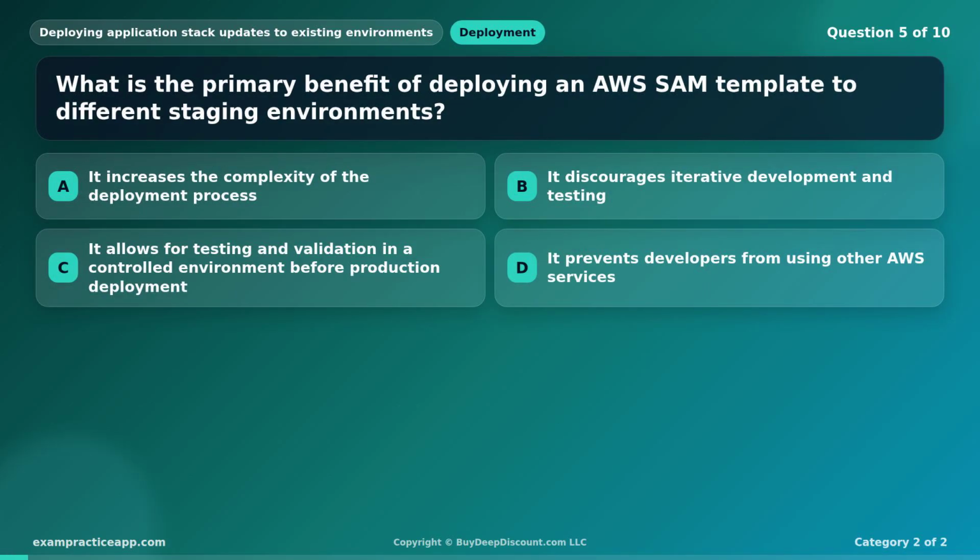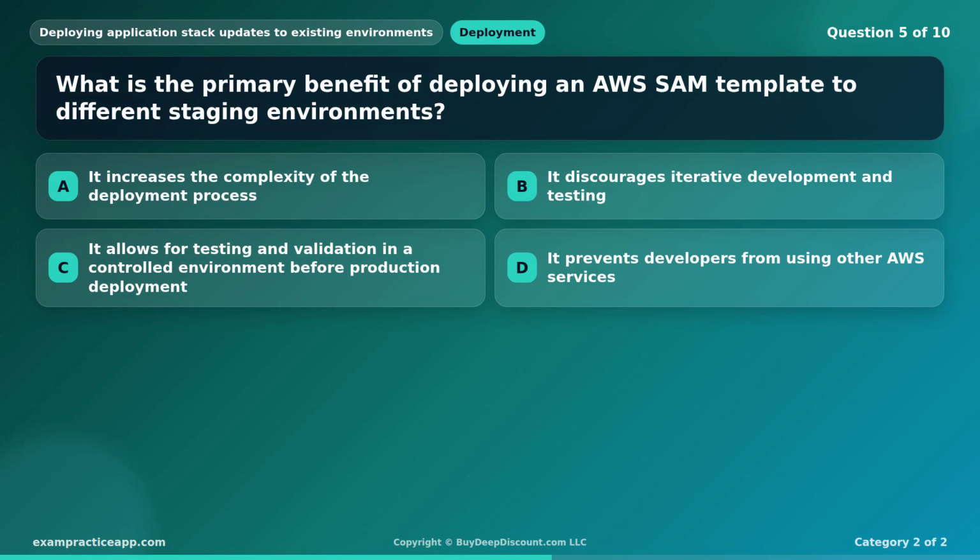Question 5. What is the primary benefit of deploying an AWS SAM template to different staging environments? Option A. It increases the complexity of the deployment process. Option B. It discourages iterative development and testing. Option C. It allows for testing and validation in a controlled environment before production deployment. Option D. It prevents developers from using other AWS services.